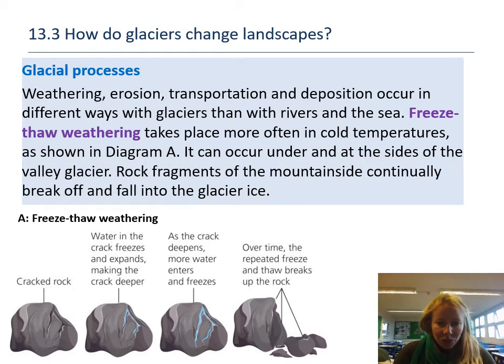So let's just talk through these diagrams quickly. So we can see we have a rock, and this rock needs to have cracks in it in order for this weathering to occur. What will happen is water will slowly seep its way into these cracks, and that will happen in warmer weather when the water is in a liquid state. And as the temperatures drop and this water becomes frozen, it's going to expand.